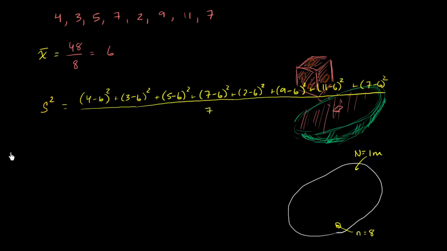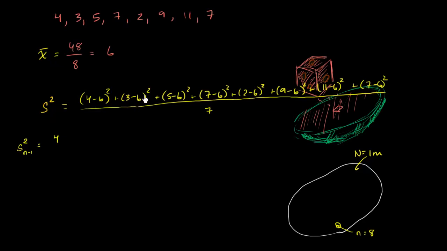And so this is going to be equal to the unbiased sample variance, and I could even denote it like this to make it clear that we're dividing by lowercase n minus 1, is going to be equal to, let's see, 4 minus 6 is negative 2. That squared is positive 4, so I did that one.